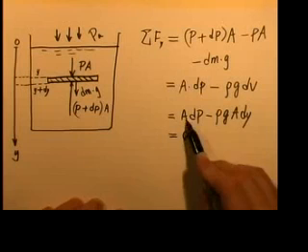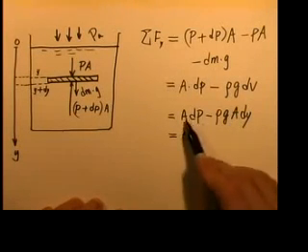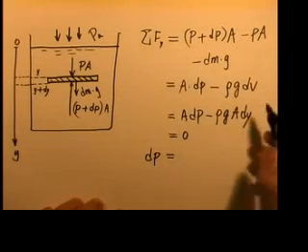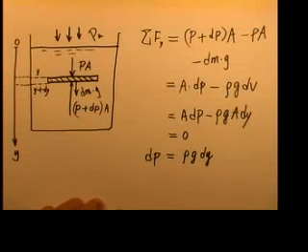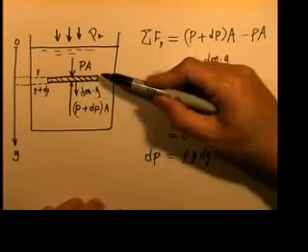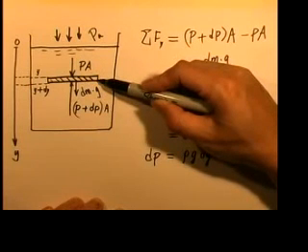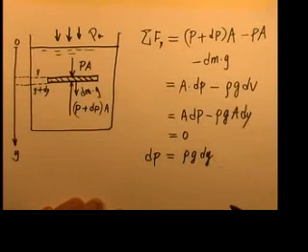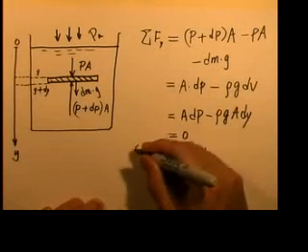So these two terms must be equal. Let me equate them and cross out area A, and I get dP equals rho g dy. What does that tell me? It tells me that as we go deeper by a distance dy into the fluid, the pressure increases by this amount, rho g dy. If I integrate, I can find the pressure as a function of the depth. Let's integrate on both sides.